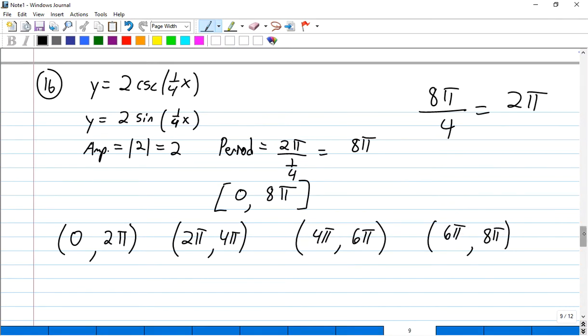You started with 0 because it's the sine. I started at 0 because there's no phase shift. If we would have had minus something or plus something, that's when we have to start at a different place. Okay.